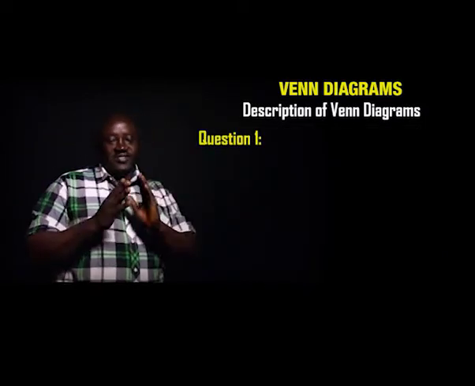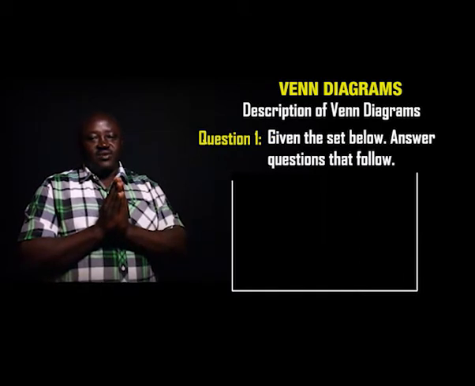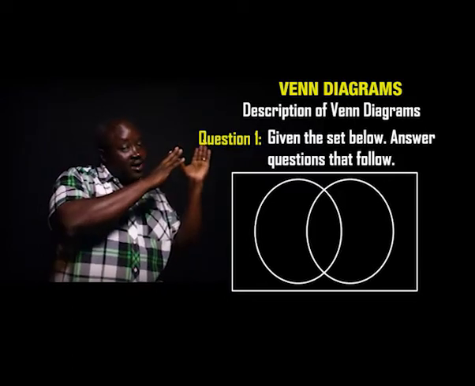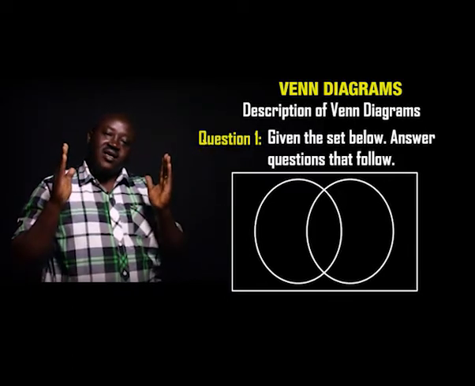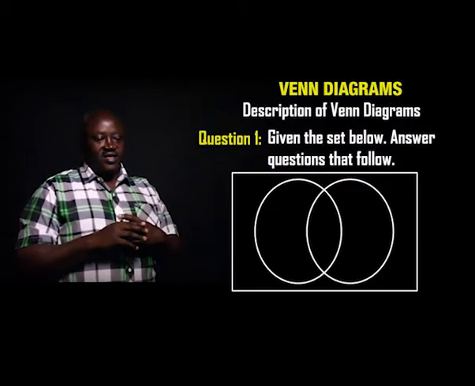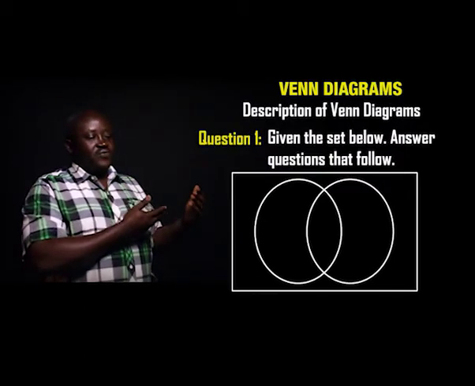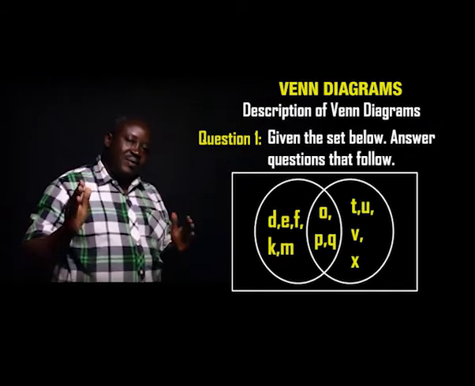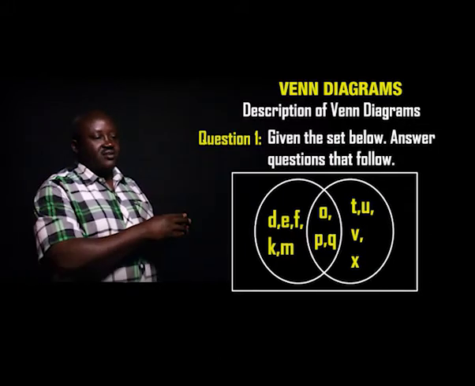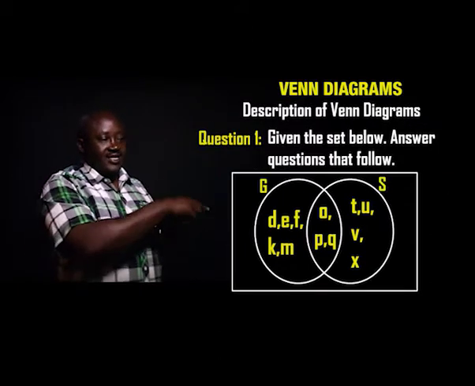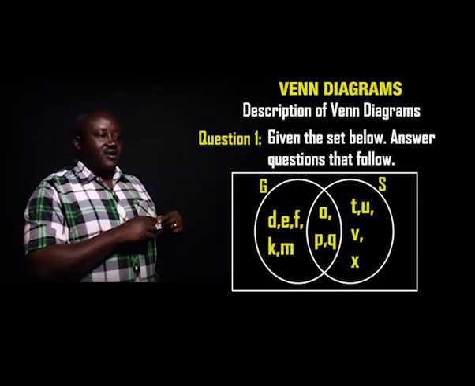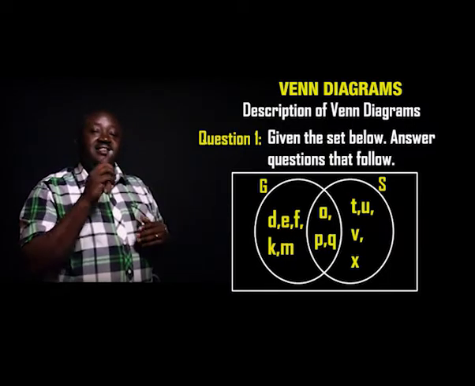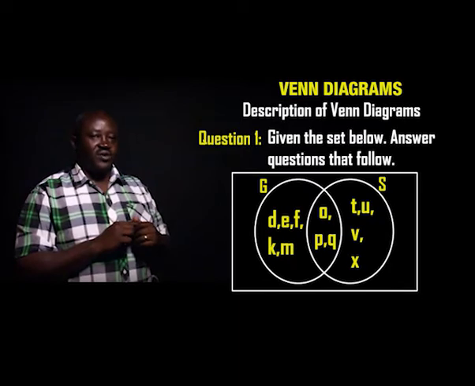Now, I want to give you some homework where you are going to borrow a leaf from what we have seen above to make sure that you can answer this question. For example, if you have this set comprising different elements, such as set G and set S. Given the set as indicated, answer all the questions that follow.